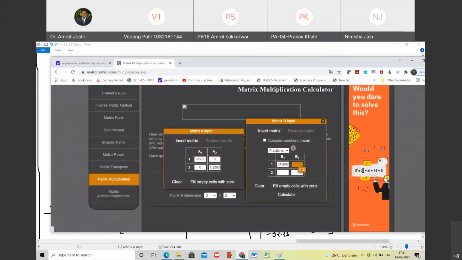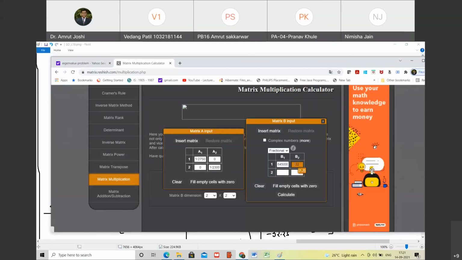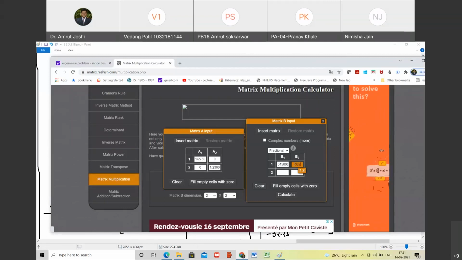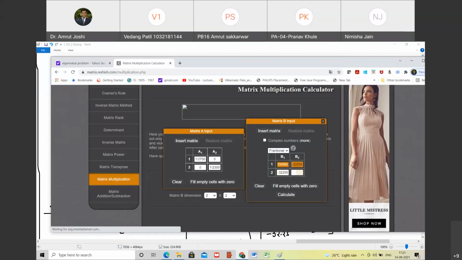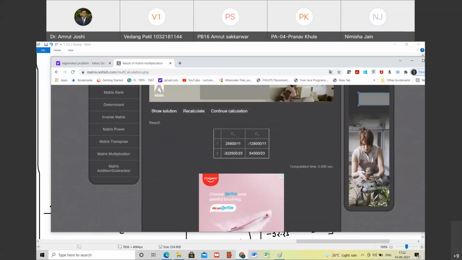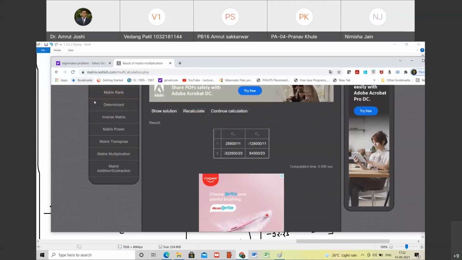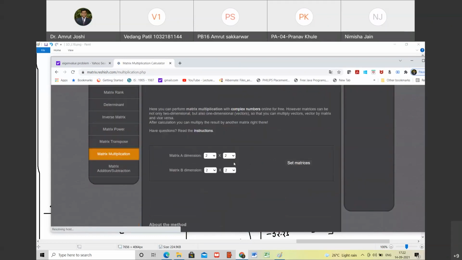Then this, how much is this? Minus 3225, with zeros, minus 32250000. Right? Are you with me? Yes, sir. Then this is also. Now calculate. Oh, I made a mistake, I think. Recalculate. One minute. The last element was incorrect. I will have to redo the matrix multiplication.